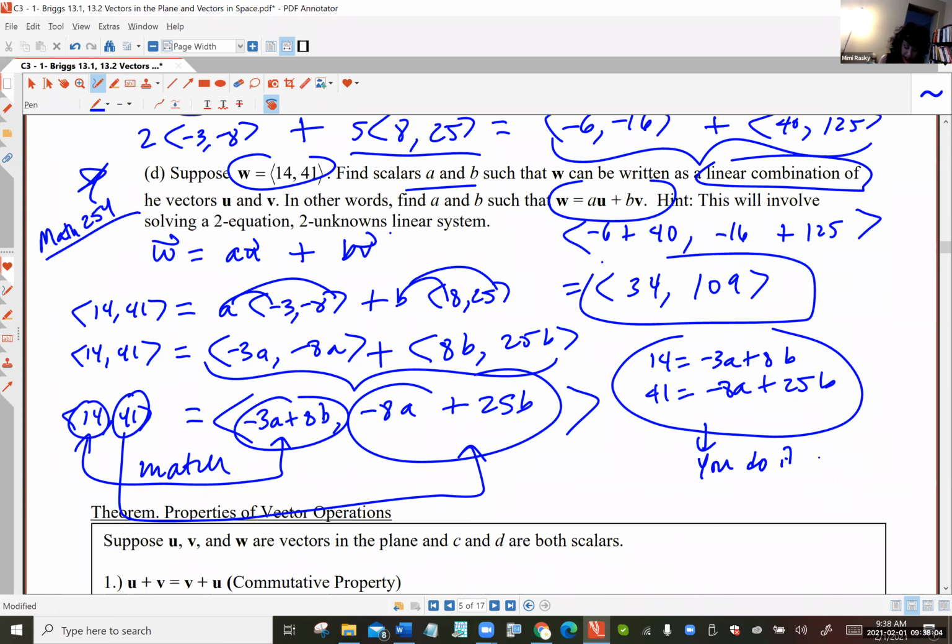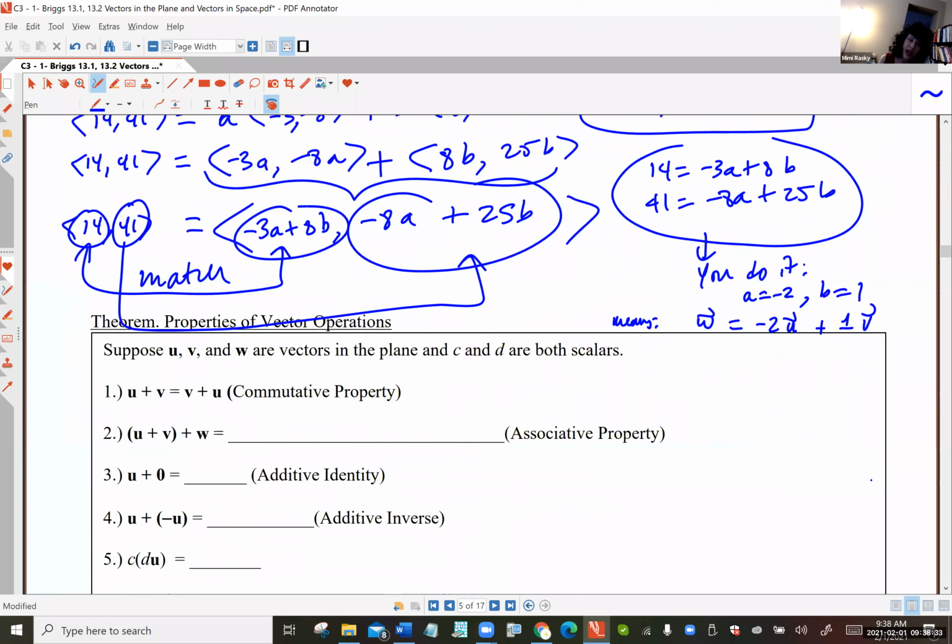And then the correct answer, if you do it correctly, hopefully, is you get A is -2 and B is 1. And what does that mean? It means that the W vector, the original vector they gave me, can be written as -2 times U plus 1 times V. That's all. Well, why is that important in the linear algebra class? Well, you got to take linear algebra to find out why that's super important.